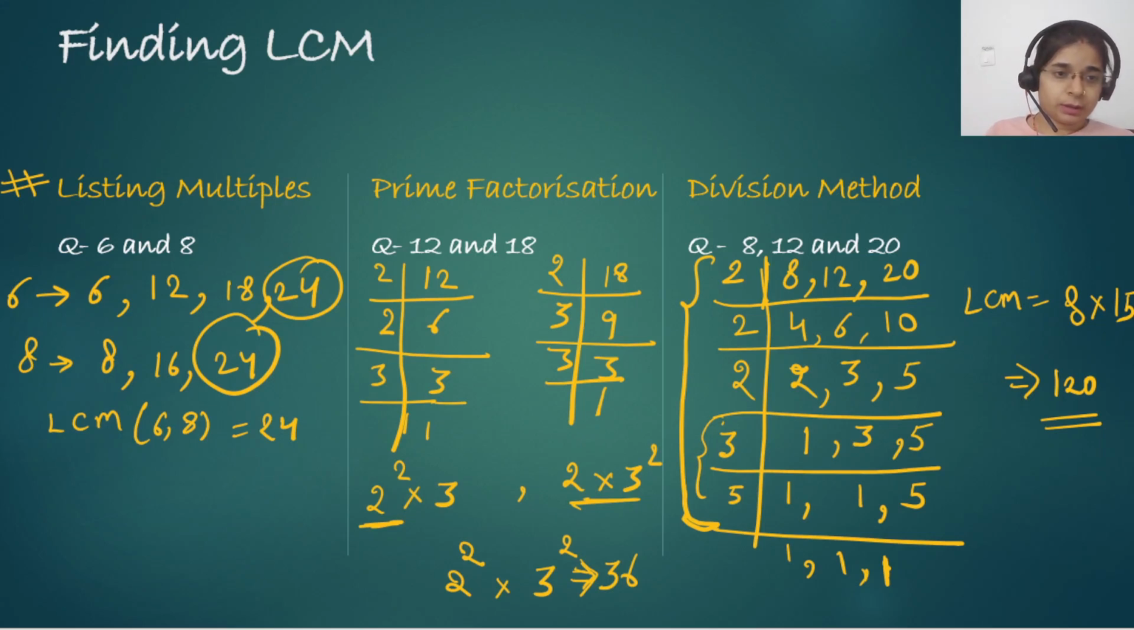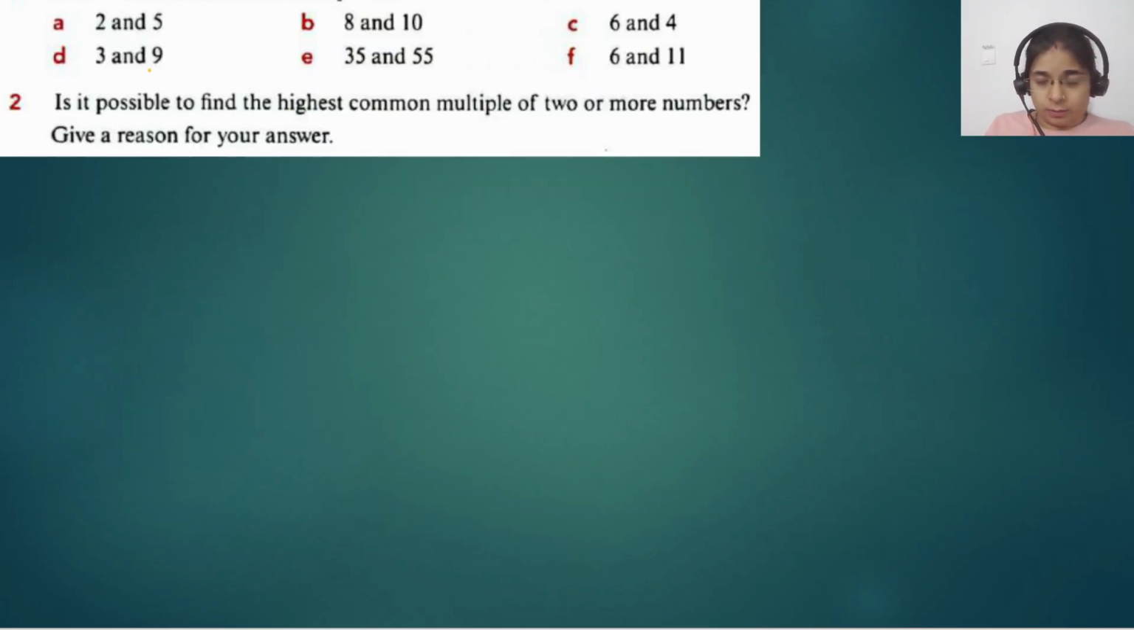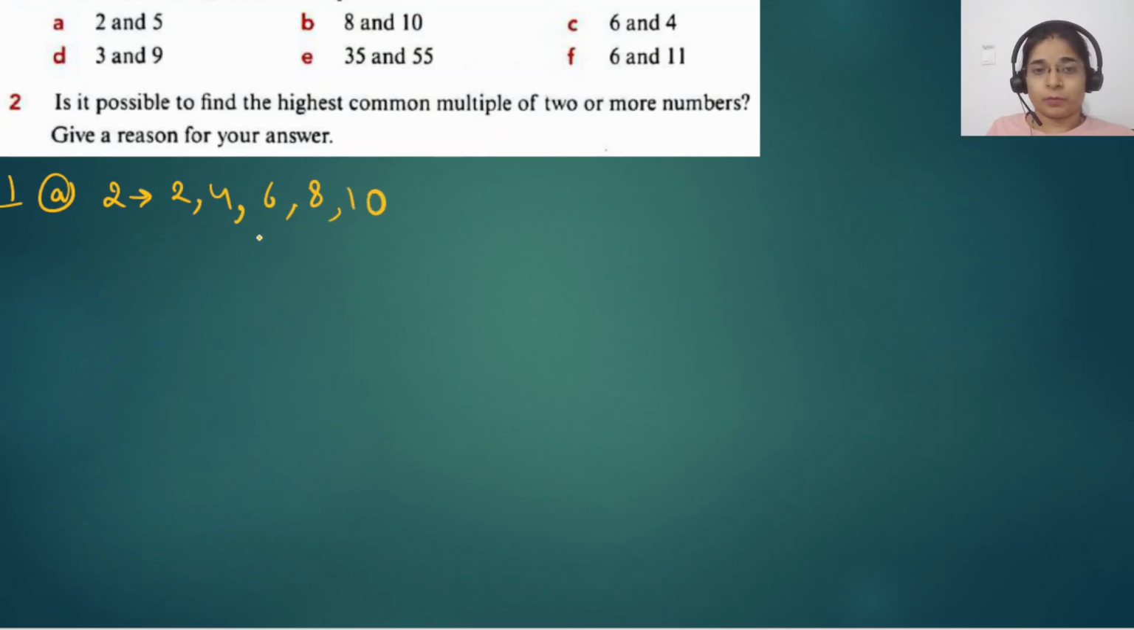Okay, so here are the three methods to find LCM. Let's try out a few more questions. For the first question, part A, I am doing it with the listing method. Let's list all the multiples of 2. Now let's list all the multiples of 5. Now I'll stop here because I am getting a common multiple. So that is my least common multiple, which is 10 for 2 and 5.